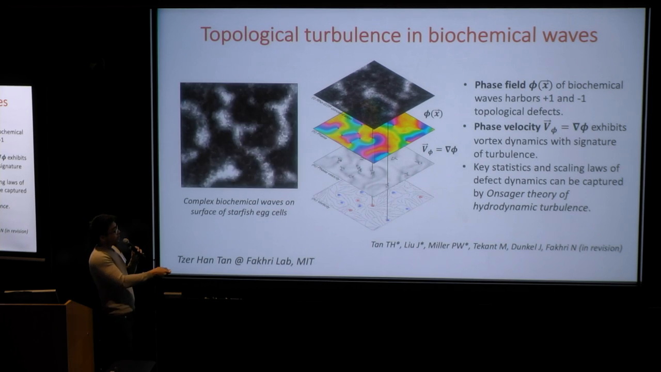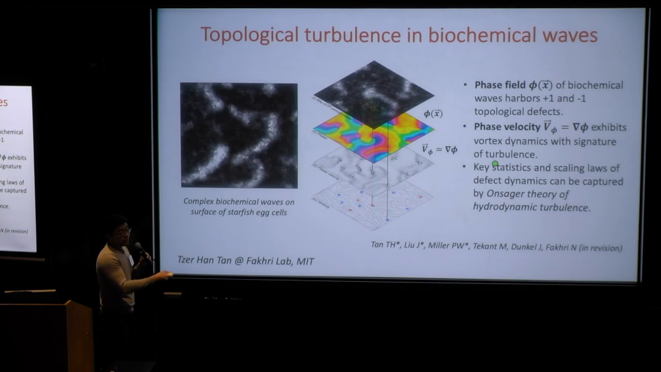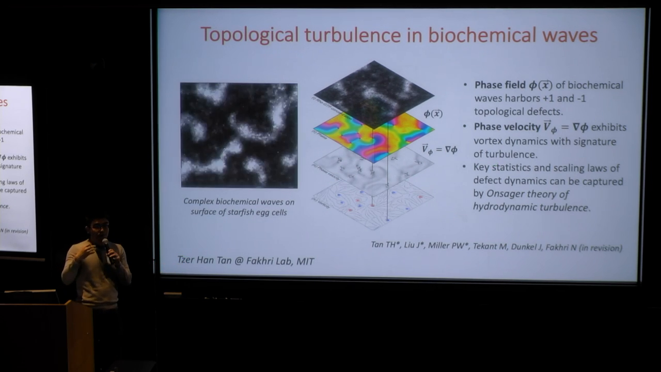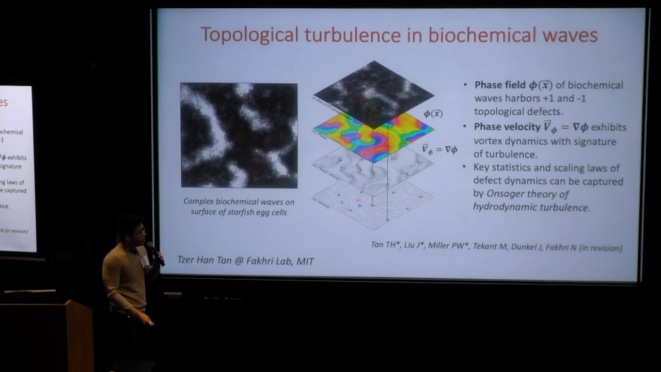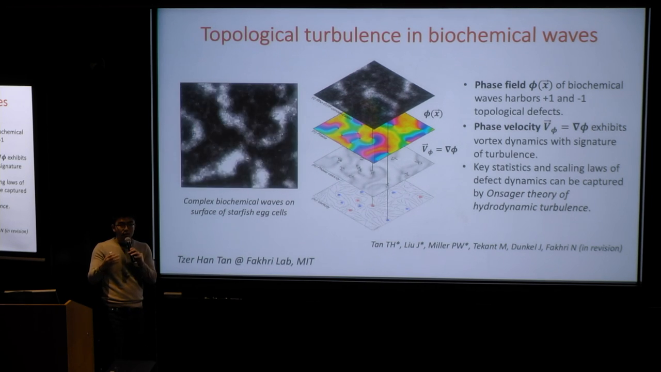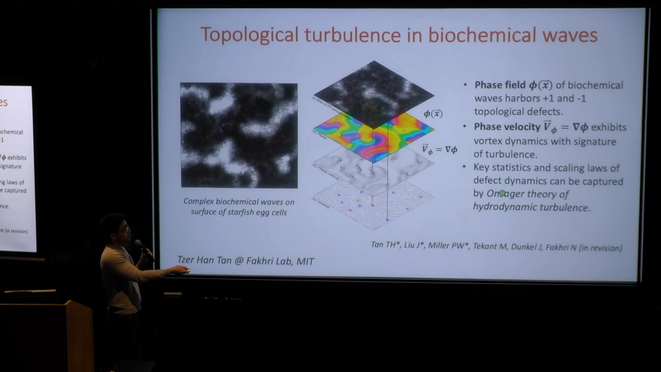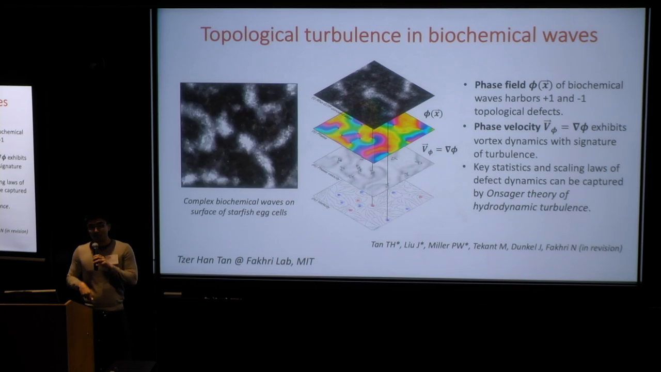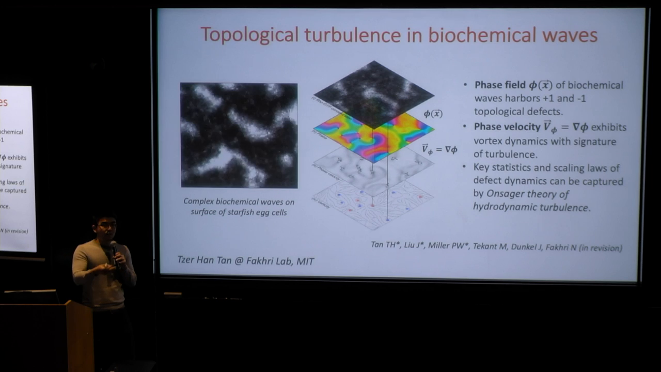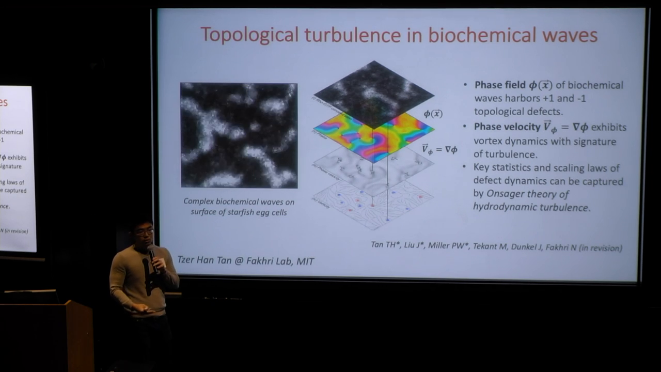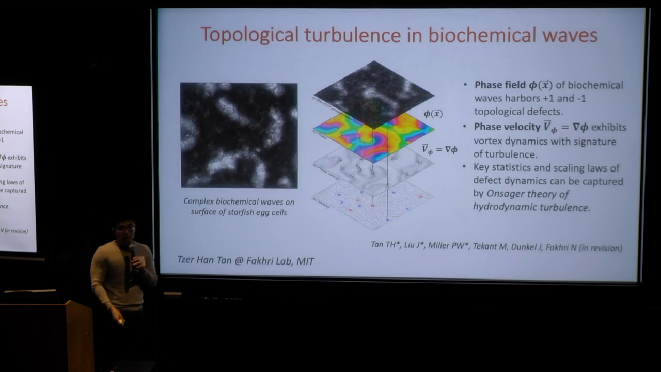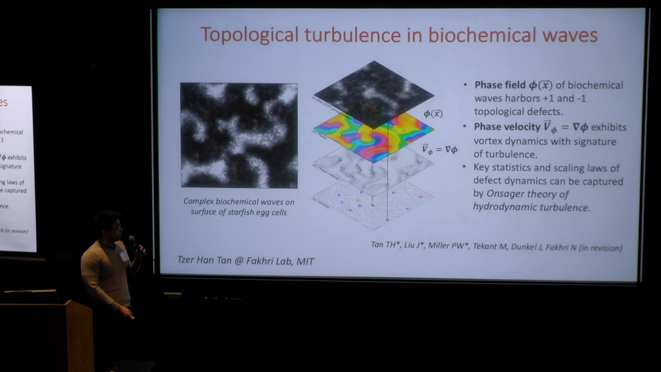And what we found was that key statistics and scaling laws of this defect dynamics, so for example, the scaling laws of the velocities of these defects, as well as the area distributions of the vortices, actually can be captured by the Onsager theory of hydrodynamic turbulence, which suggests some interesting connections to, for example, the quantum superfluid turbulence and also turbulence of active fluid.